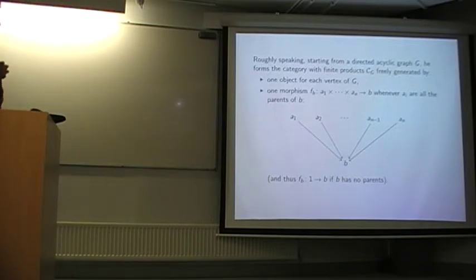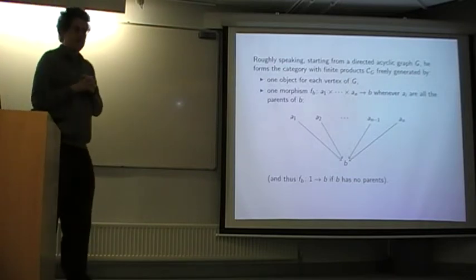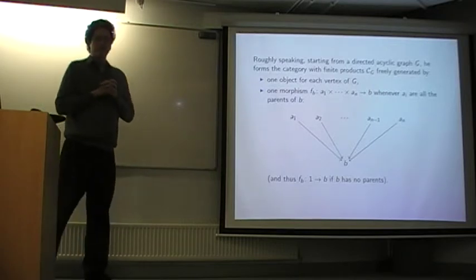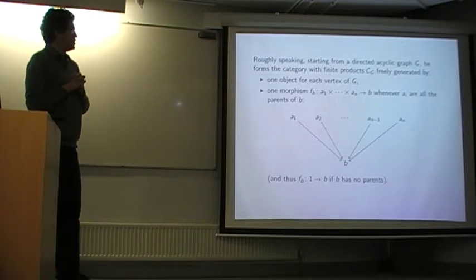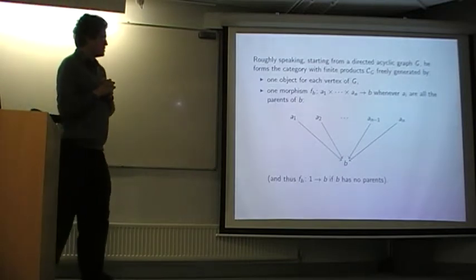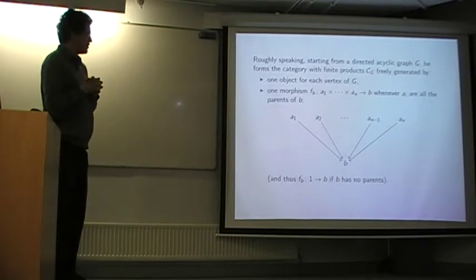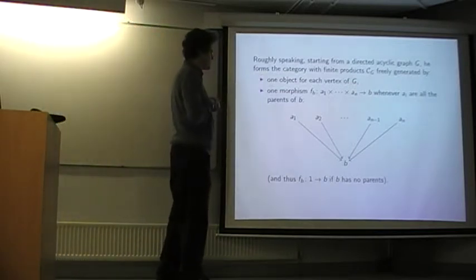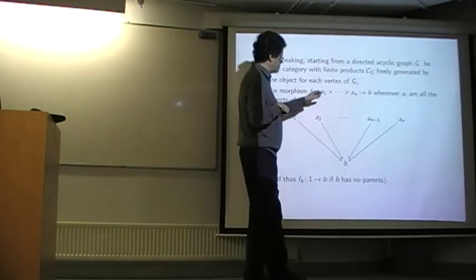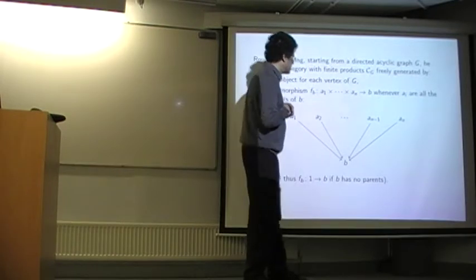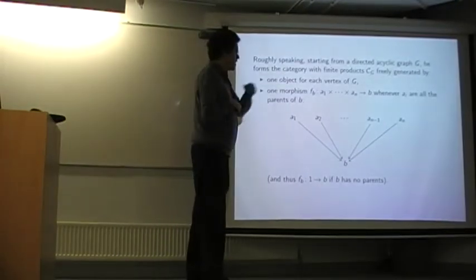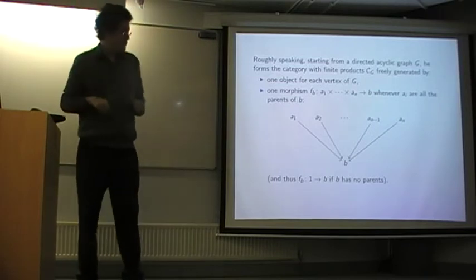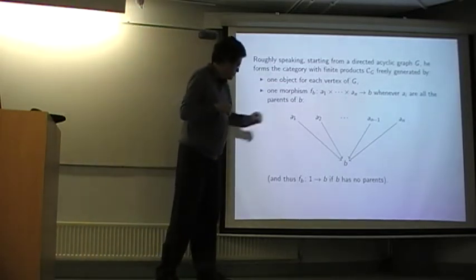And so, roughly speaking, this is what Brendan does. Actually, he didn't say he did this, so I'm sort of reinterpreting what he did after reading it. Maybe it's true, maybe it's not quite true. I think it's true. So I think what he did is start with this directed acyclic graph and form a category out of it, which is a category that has finite products in the categorical sense. It has one object for each vertex, and one morphism from a product of those objects A_i to some other object B whenever the A_i are all the parents of B. That is, all the guys that have edges going to B.